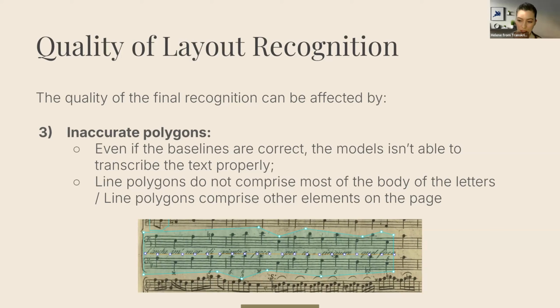annotation. So what this means is that during the text recognition, Transkribus doesn't only look at the baseline, but also at the symbols of the musical annotation and also tries to recognize those, even though it isn't text. So this can affect the recognition in the sense that there's additional letters maybe or something missing. It's incorrectly recognized because it's trying to recognize more than is actually there. So as it says there, the line polygons do not compromise most of the body of the letters, but can also compromise other elements on the page.